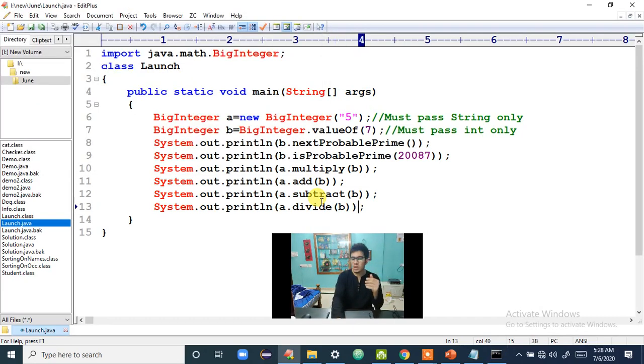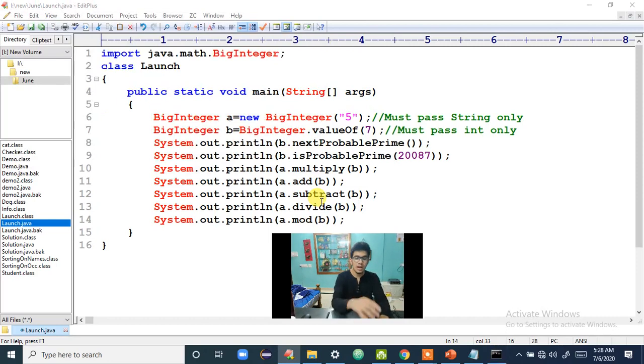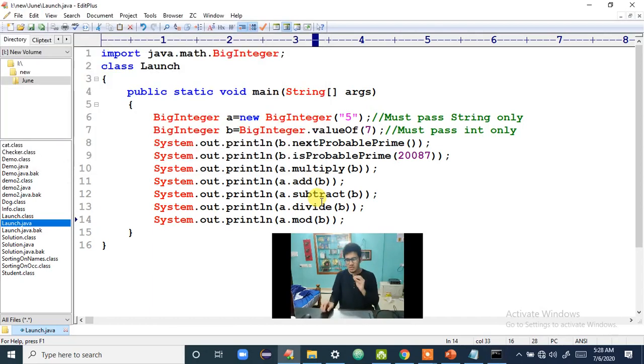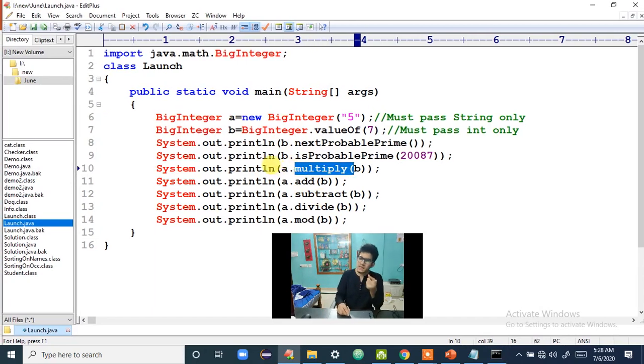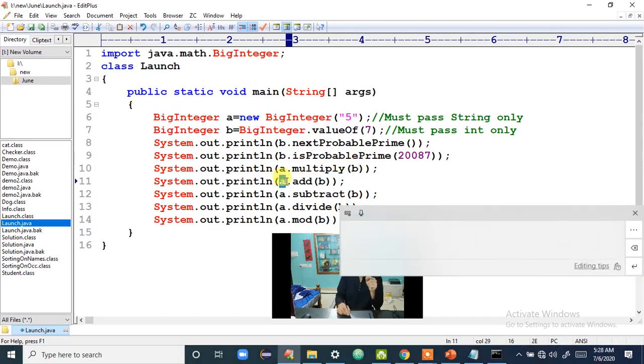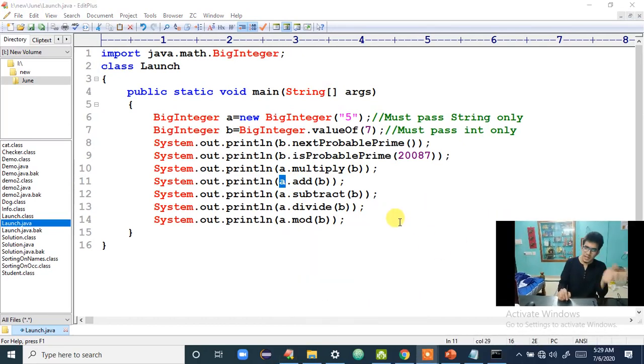Okay. So if I execute one more method, that is mod. a dot mod b. What is 5 modulus 7? If the numerator is smaller than the denominator, the answer will be the numerator only. Answer is 5. What I want you to understand here is, for the multiply method, left side is what type? BigInteger type. Right side is what type? BigInteger. For the add method, left side is BigInteger, right side BigInteger. So for all these methods, left side should be BigInteger, right side should be BigInteger.